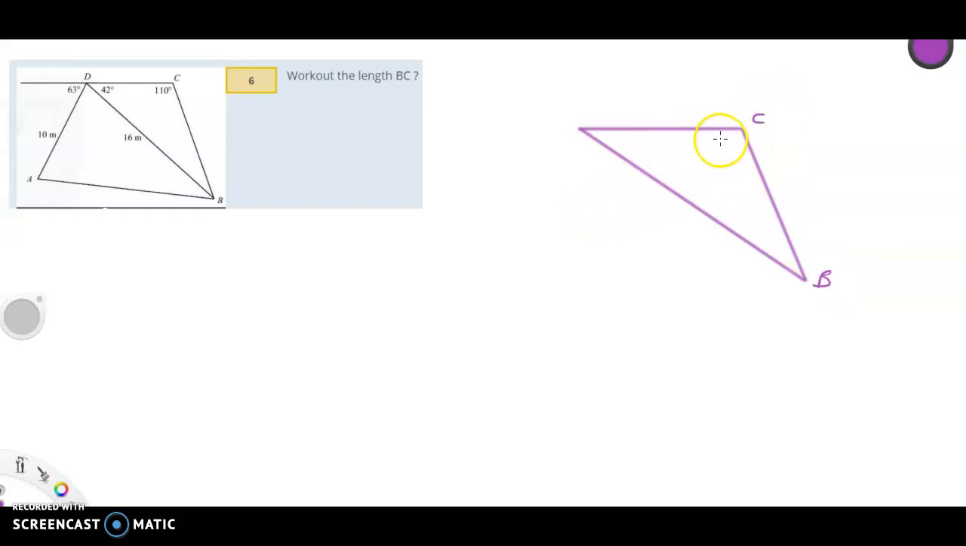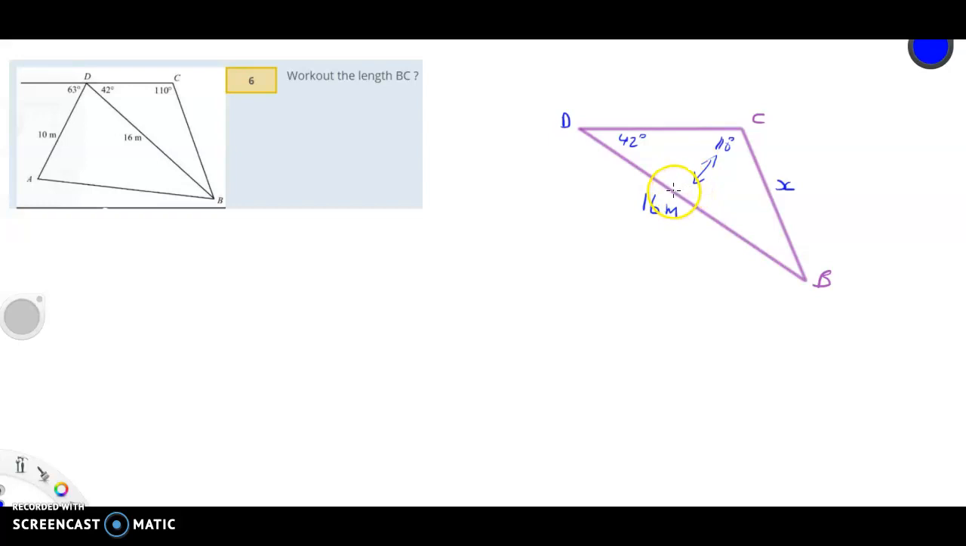And we're told that this here, let's try the blue, is 110 degrees, and that's 42 degrees. This corner is called D. We're looking for BC, we'll call that length X. That's 110, that's 42, and this one here is 16 meters. Because we have a matching pair, the angle is 110 and the opposite side we know is 16 meters, this pair, 110 degrees and 16 meters across.